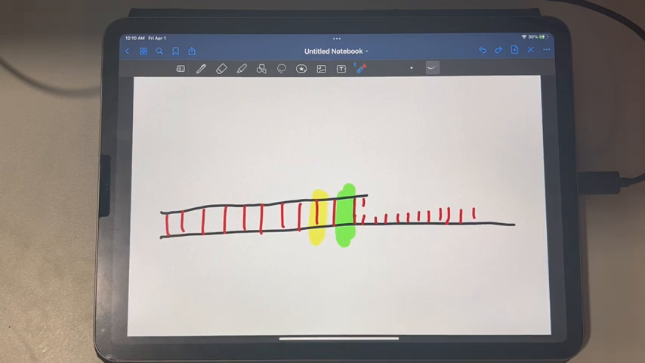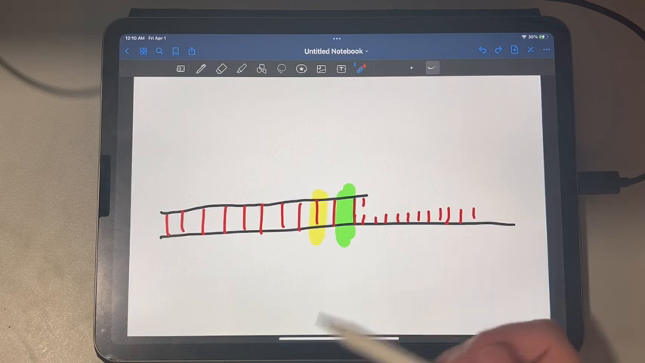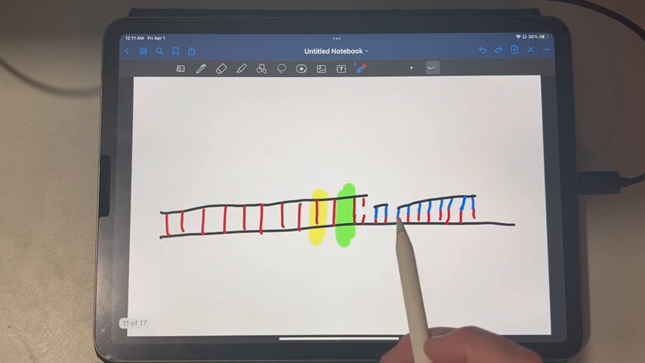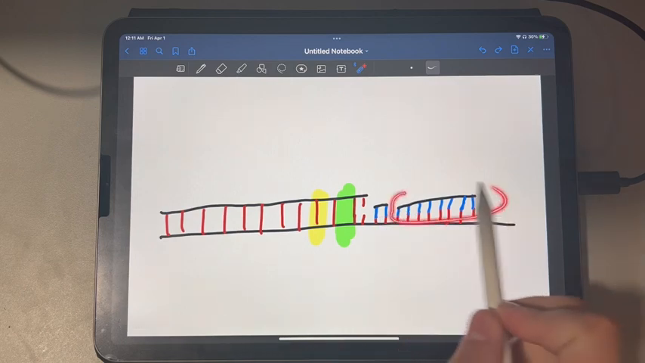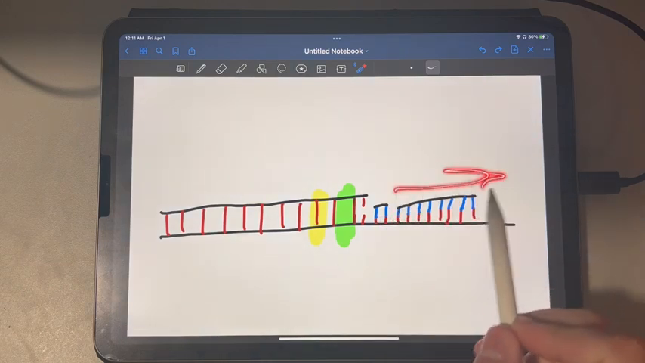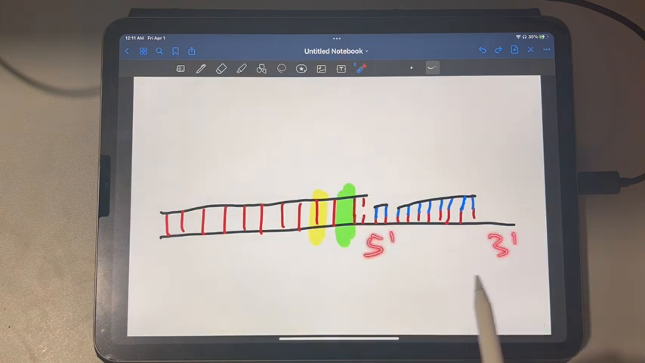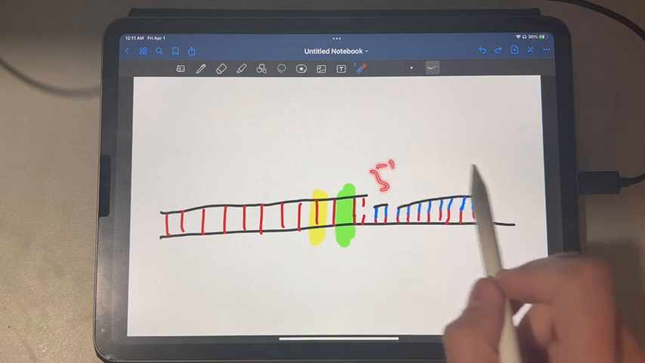So the lagging strand works in a very similar way, but it's in the opposite direction. So primase still adds the primers, then polymerase 3 will add the nucleotides in this direction from 5' to 3'. Actually, it'd be from 5' to 3'.